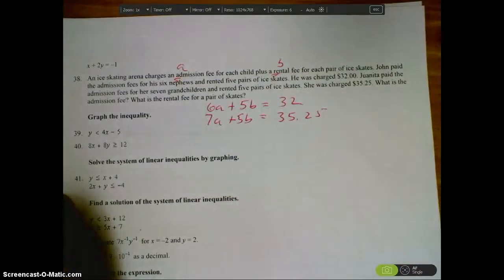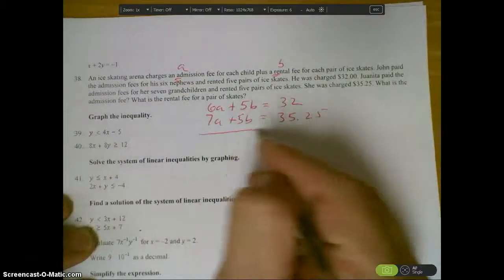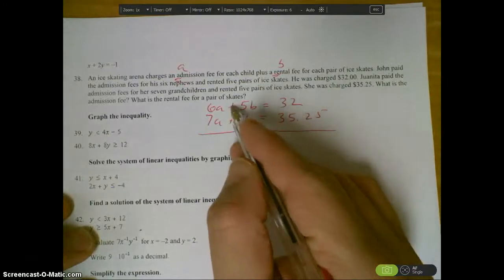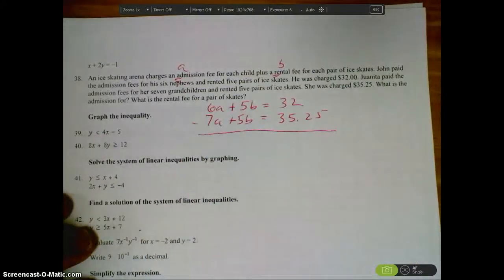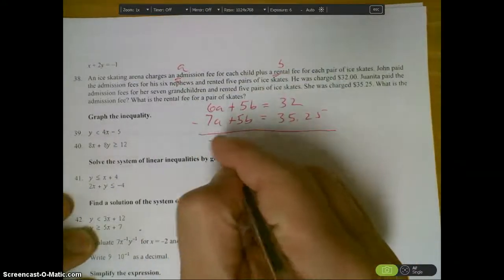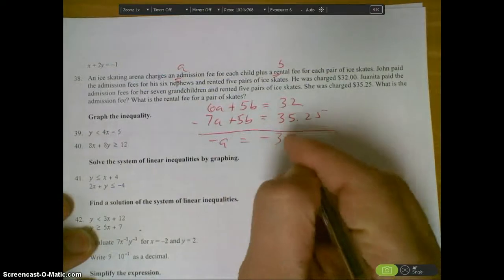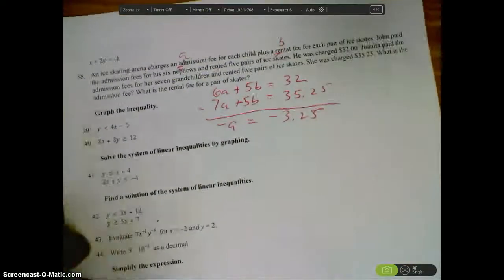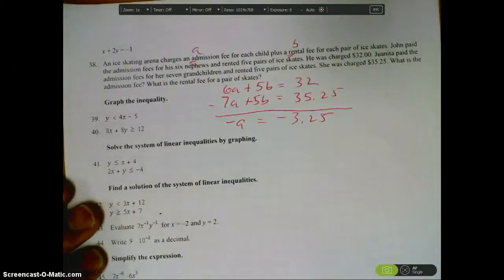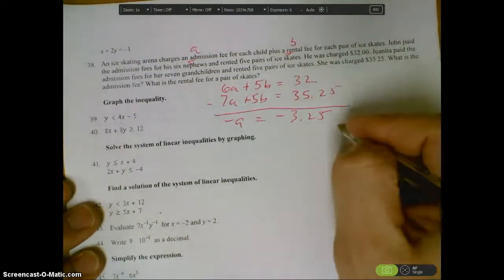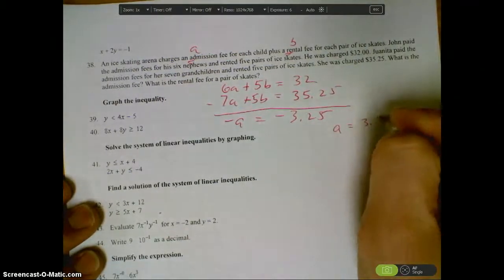$35.25. All right. Again, the B values are the same. They're the same sign, so I'm going to subtract the two. And I'm going to get -A equals -3.25. My phone just went off, so I got a text. If you could hear that. So if -A equals -3.25, then the admission is 3.25.